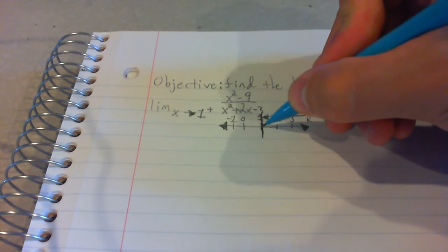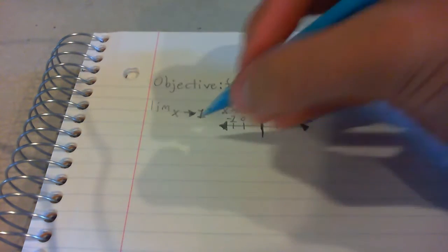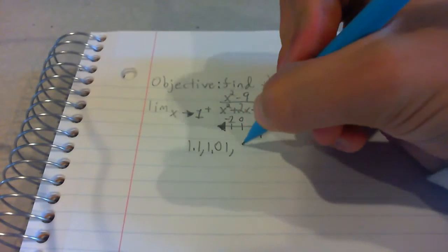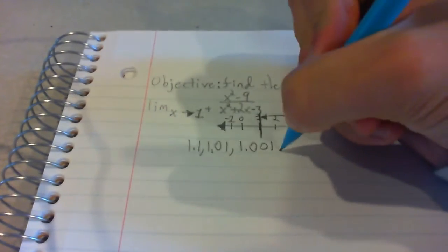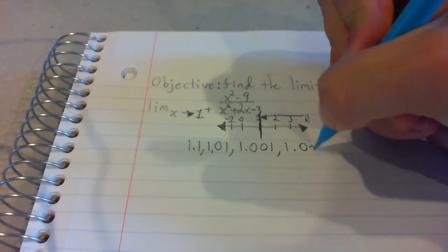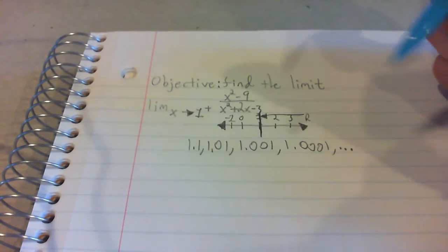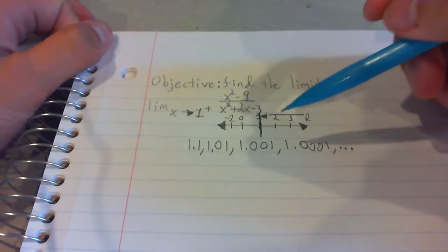We are looking at the numbers right here. So this would be 1.1, 1.01, 1.001, and so on and so forth. Getting extremely close to 1, but not necessarily at 1.